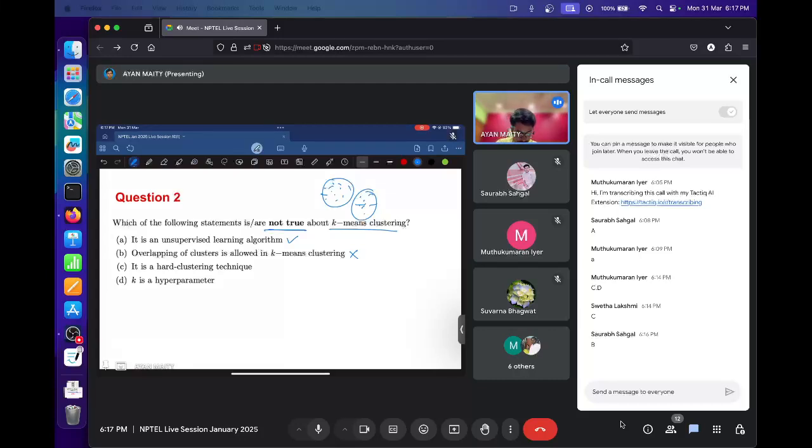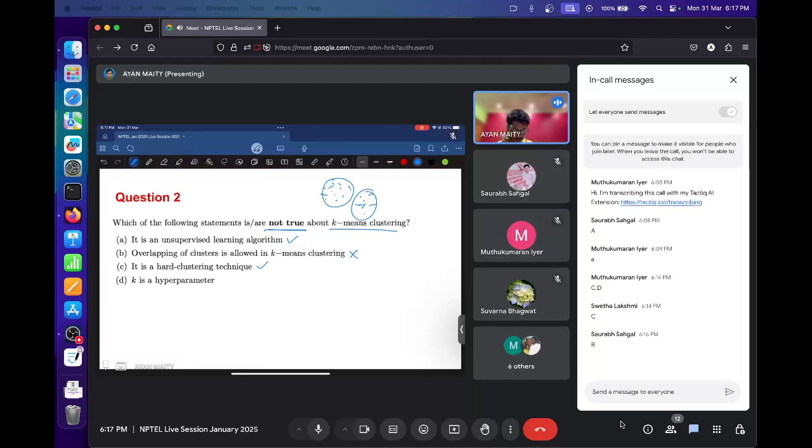Option C says that it is a hard clustering technique. That is true. Hard clustering basically means that each data point belongs to only one cluster. That means that overlapping of clusters is not allowed. And soft clustering means one data point can belong to multiple clusters with some participation coefficient for each of the clusters. That is not allowed in k-means clustering. One point can belong to only one cluster. That is called hard clustering, and that happens in k-means clustering. So that is true for k-means clustering.